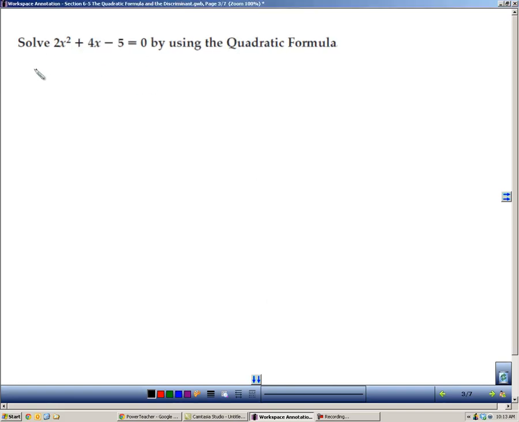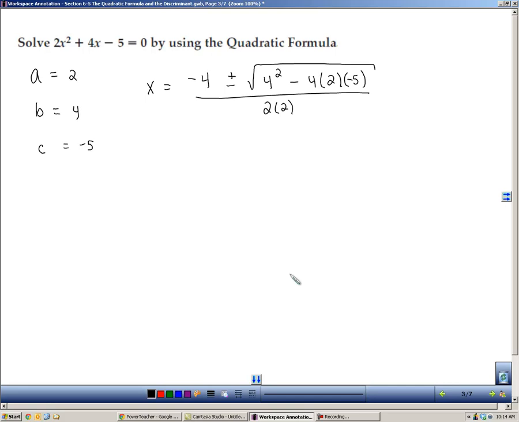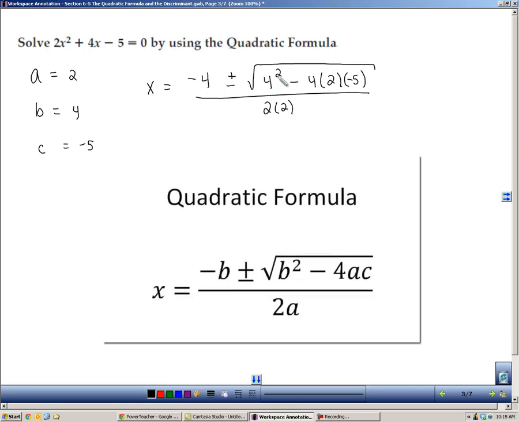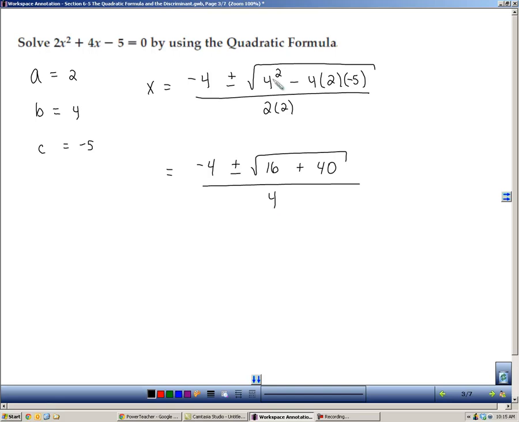Here's another example. My a is 2, b is 4, and the c is negative 5. Plug those into the quadratic formula. Here we have opposite of b plus or minus the square root of b squared minus 4ac all over 2a. Simplifying, we get 16 plus 40 because we have a negative 4 and a negative 5, and times 2, that'll give me a positive 40. So we have negative 4 plus or minus the square root of 56 all over 4.